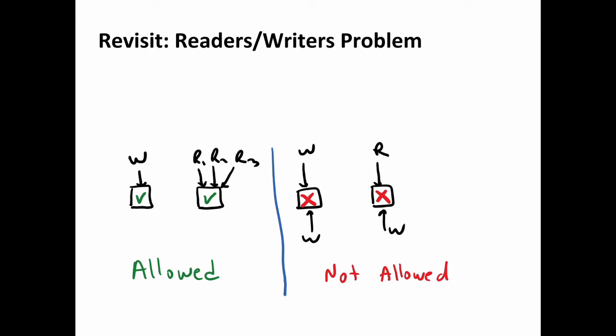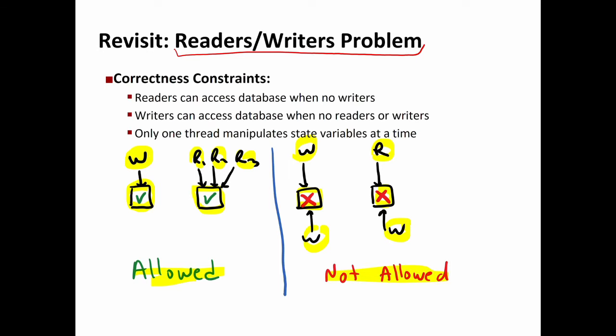Now let's see how we can solve our problem. Remember that we had discussed our readers and writers problem, okay? In that case, you can remember that if we had a database here, in this database we can have at most one writer at a time, or we can have basically multiple readers, R1, R2, R3. So these are all allowed, okay? Whereas we should not allow 2 writers, like this case, or we should not allow a writer and a reader simultaneously accessing. So this is not allowed, okay. So these are the correctness constraints, and we have solved this with semaphores.